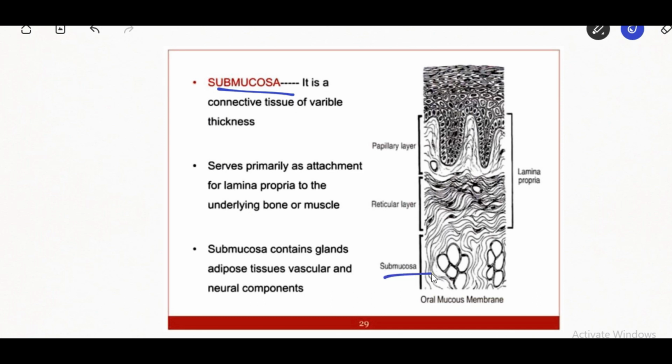The submucosa is a connective tissue of variable thickness. It serves primarily as attachment for the lamina propria to underlying bone or muscles. The submucosa will contain glands, adipose tissue, and vascular and neural components.